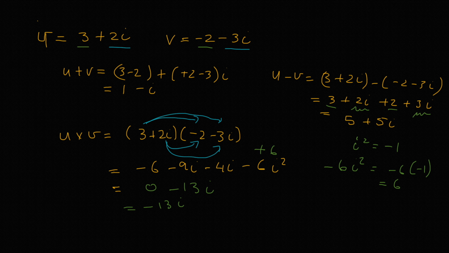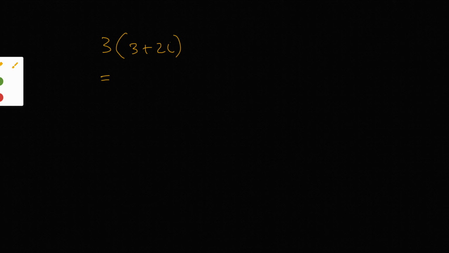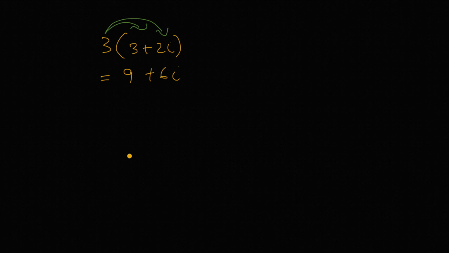What we can also do is say, for instance, what is 3 multiplied by 3 plus 2i. Just like the previous example, we can just multiply this in. We say 3 times 3, and we have to multiply the 3 times plus 2i as well. So we get 9 plus 6i as the answer there.